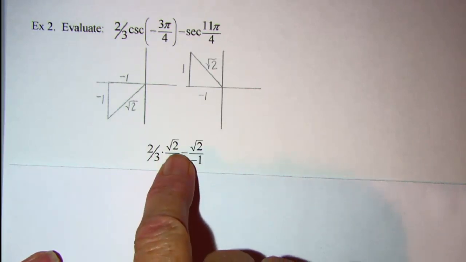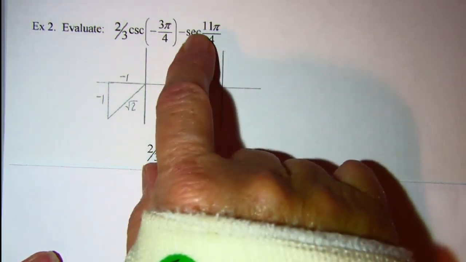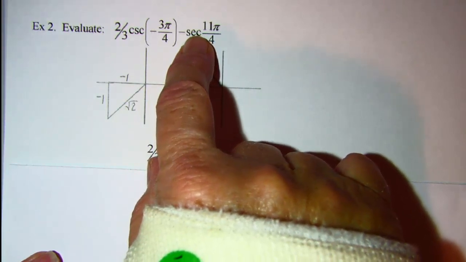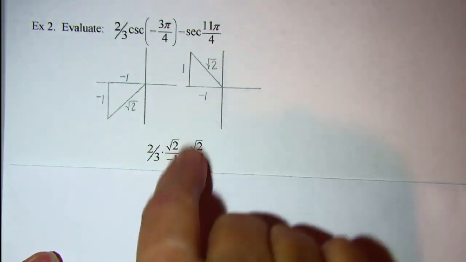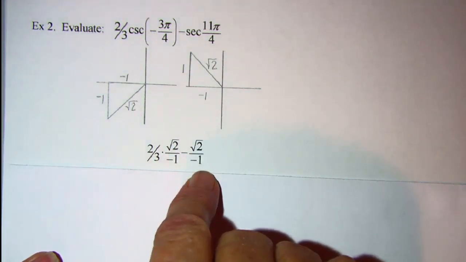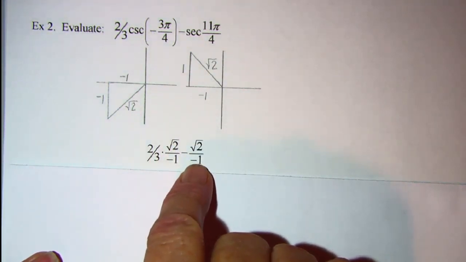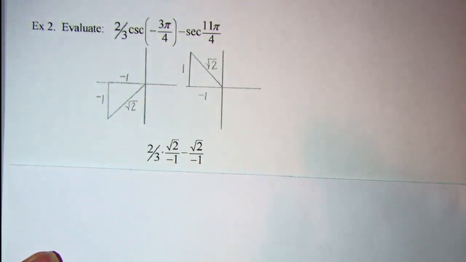Subtract. And then on this one, secant is the reciprocal of cosine. So my cosine is -1 over root 2. So the reciprocal of that is a negative, there's my negative in the denominator, root 2 over 1.